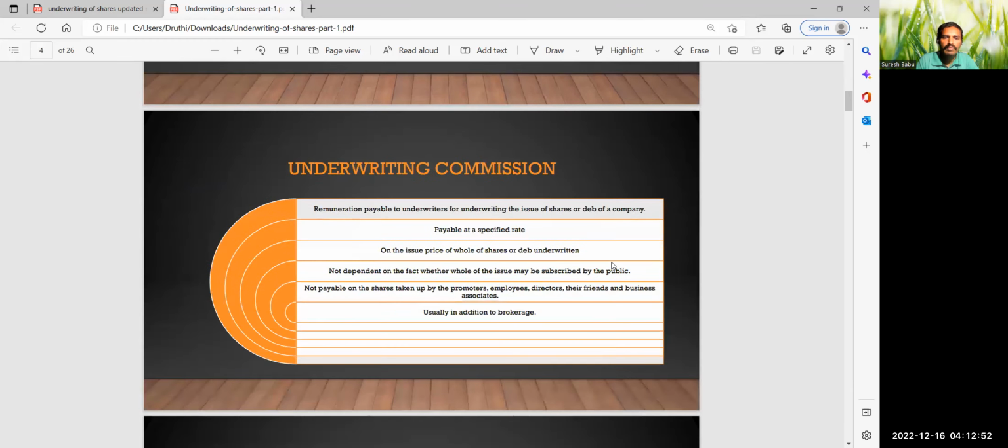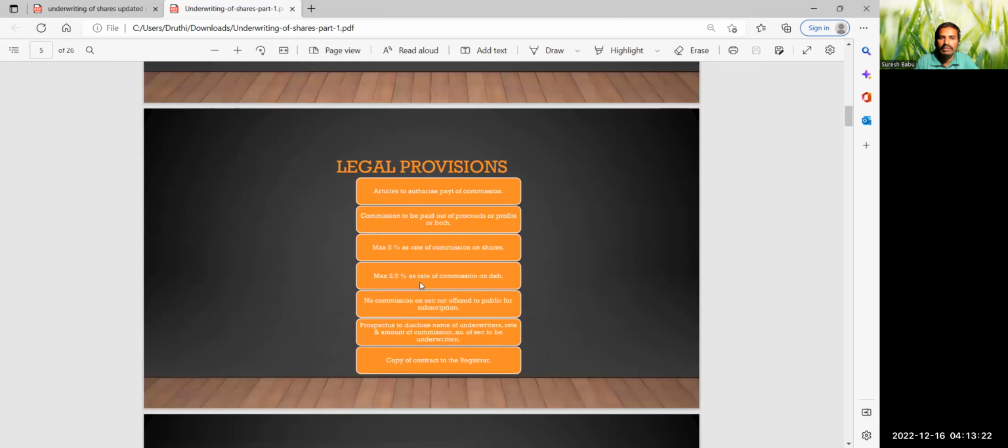Then what is underwriting commission? It is a remuneration payable to underwriters for underwriting the issue of shares or debentures of a company. It is payable at a specified rate. It's very important, right? It is on the issue price of the whole of the shares or debentures underwritten. So this is very, very important to be noted for the purpose of calculation of underwriting commission.